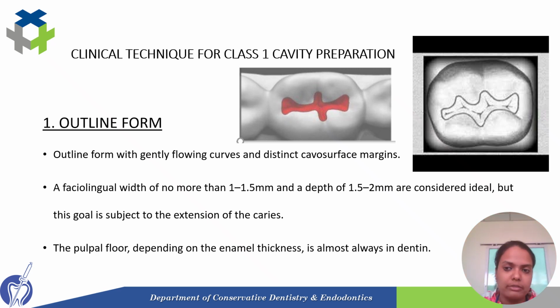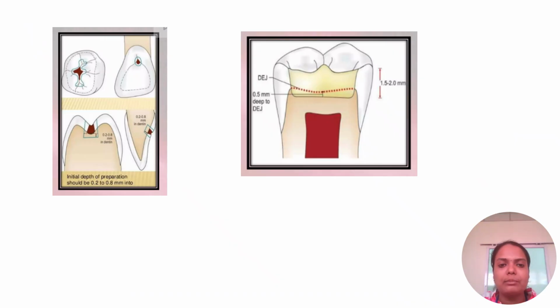Now what are the various clinical techniques for the preparation of the class 1 cavity? First you have the outline form. What do you mean by outline form? It is to give an outline with gently flowing curves and distinct cavosurface margin, and here it is necessary that we maintain the width not more than 1 to 1.5 millimeter and a depth of 1.5 to 2 millimeter. The pulpal floor, depending on the enamel thickness, is almost always in the dentin. So this is an example of how an outline form is given, and an initial depth of 0.2 to 0.8 millimeter into the dentin is given, into the DEJ.